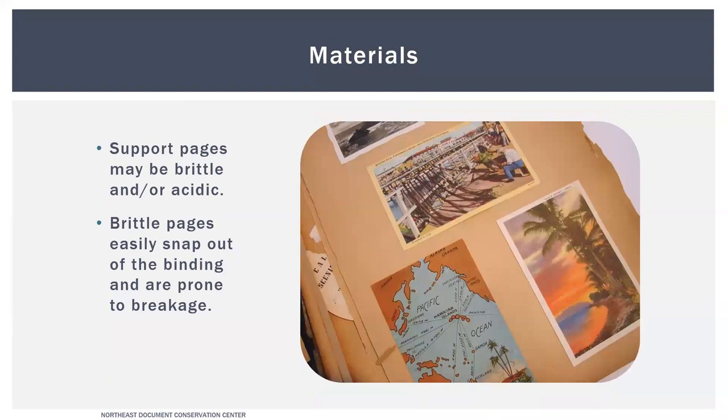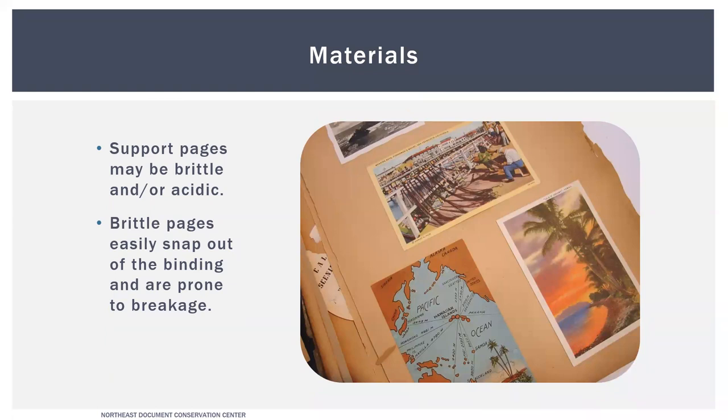The pages of the binding are the supports for all the ephemera and scraps to get glued to, which is why we call them support pages. Commercially available scrapbooks can be made with poor quality materials. The acidic, brittle, and discolored paper here is a great example of that.